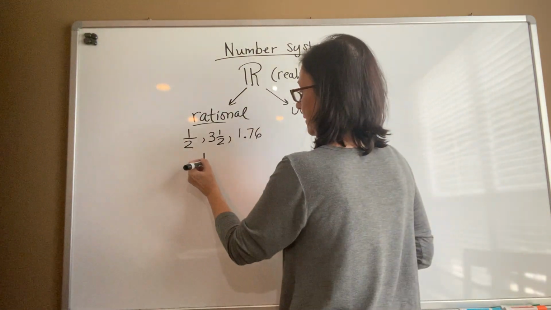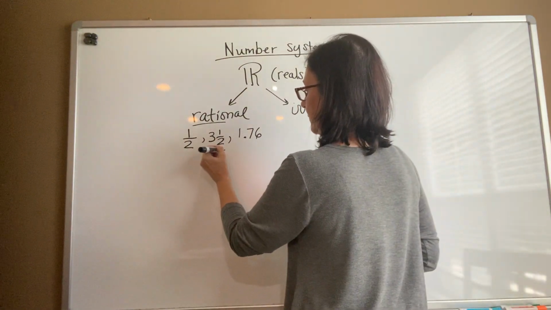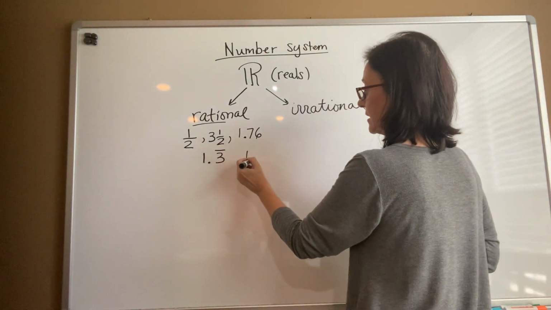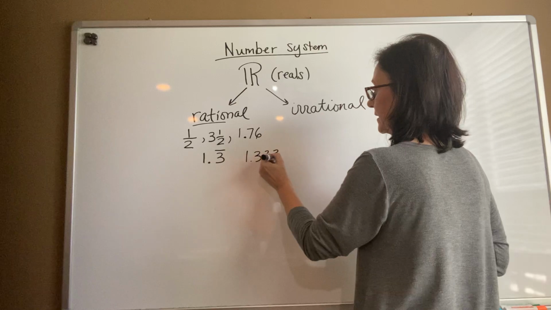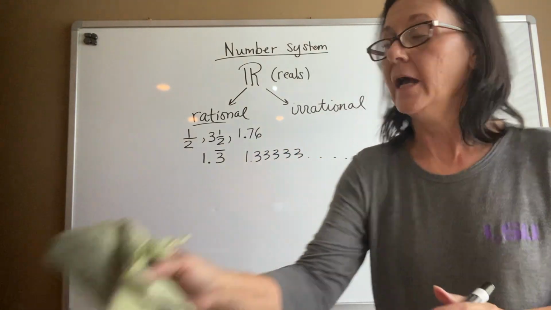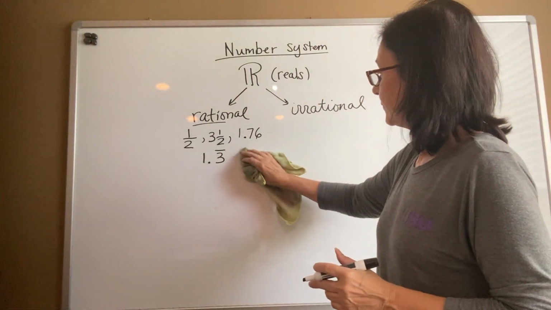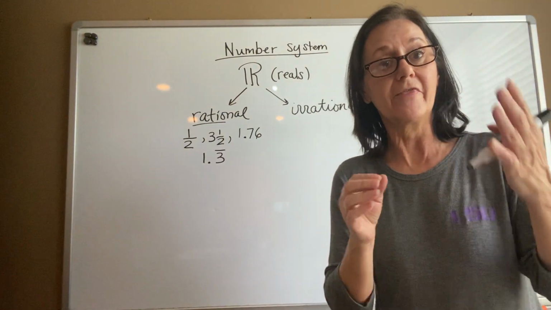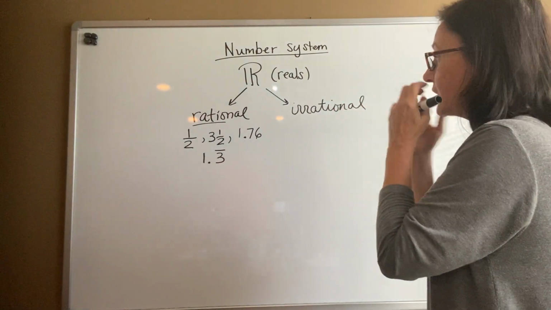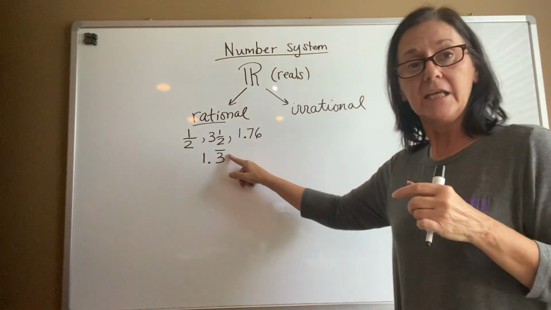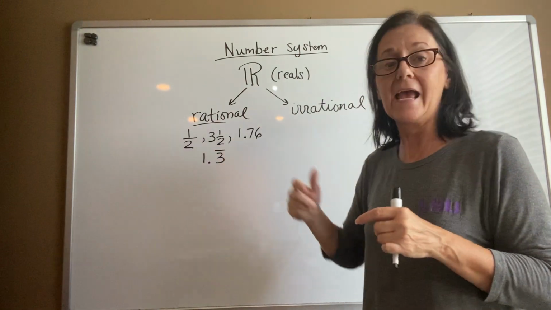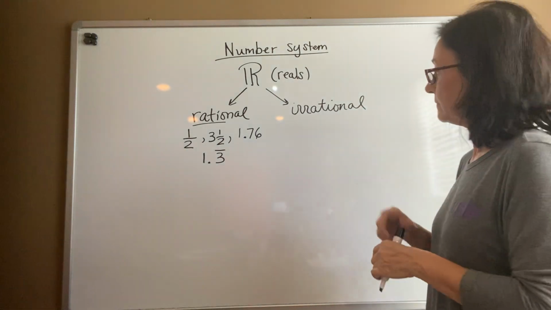Any decimal number that has a repeat decimal. What's a repeat decimal? If I wrote this, it would be 1.333333... That 3 would go on and on and on. I put a line over the digit that repeats to infinity, okay? So any decimal that has a repeat number is a rational number.